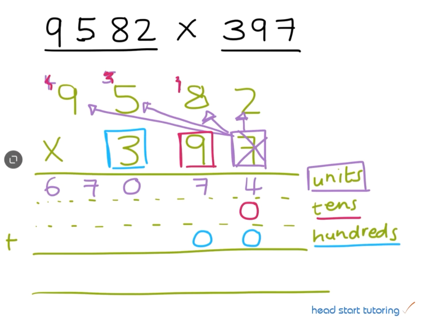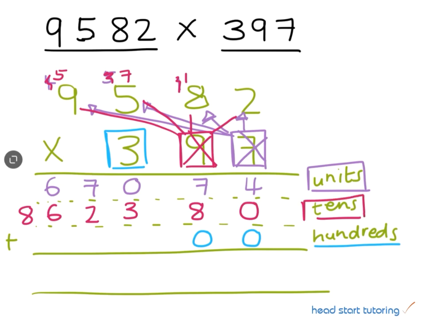Now we work with 9 times 2. 9 times 2 is 18. Put down our 8 and carry our 1. And then 9 times 8 is equal to 72. 72 plus 1 is 73. Carry our 7. 9 times 5 is equal to 45. And 45 plus 7 is equal to 52. And now 9 times 9 is 81. And 81 plus 5 is 86. So we've now dealt with our 9, which was our tens.